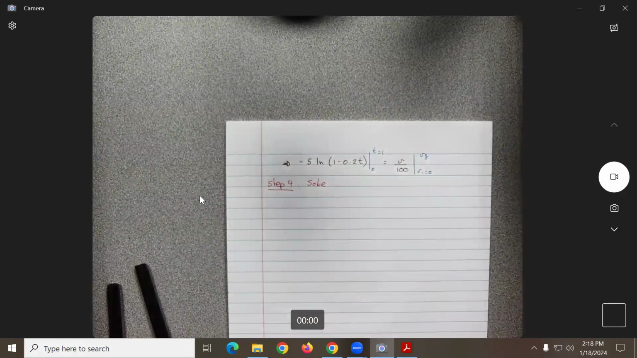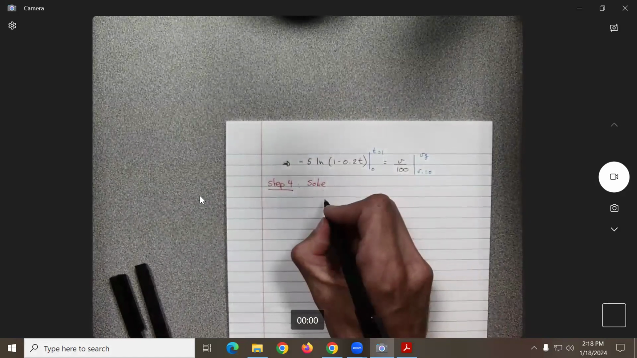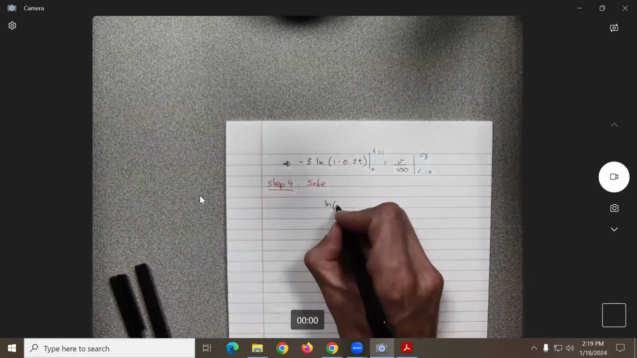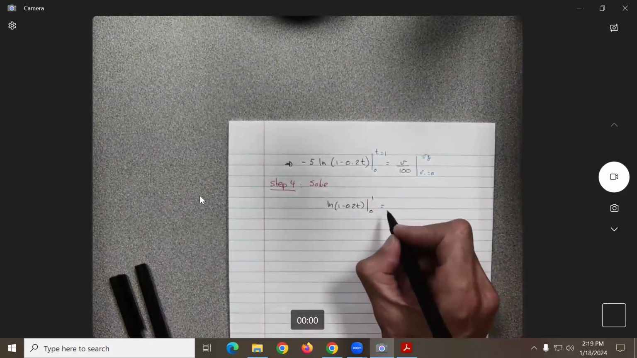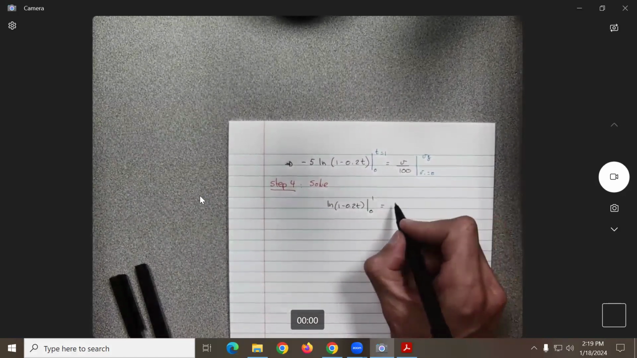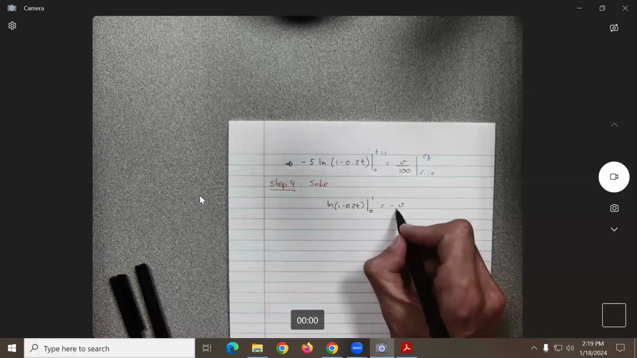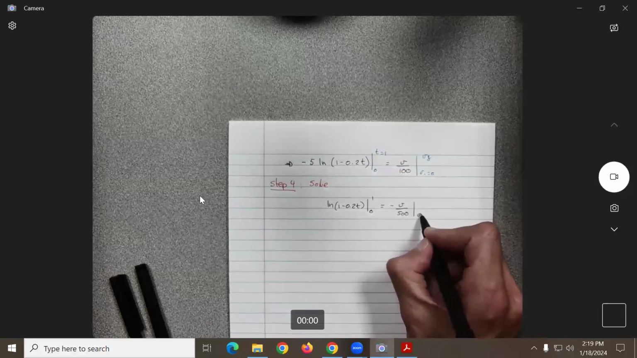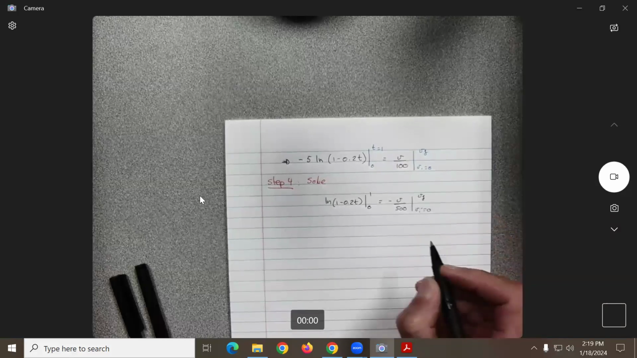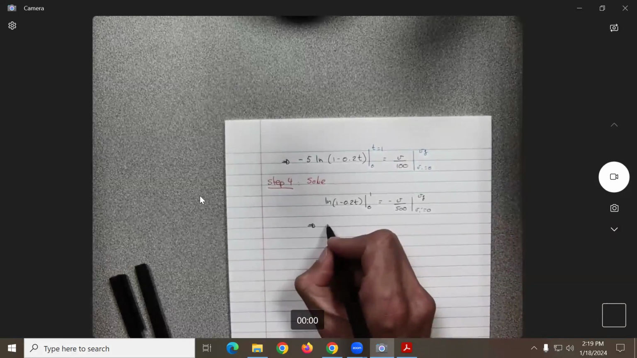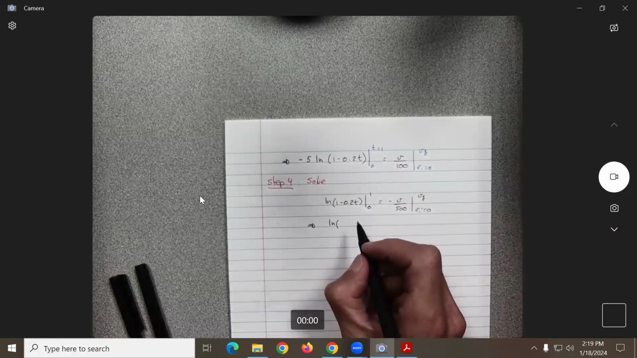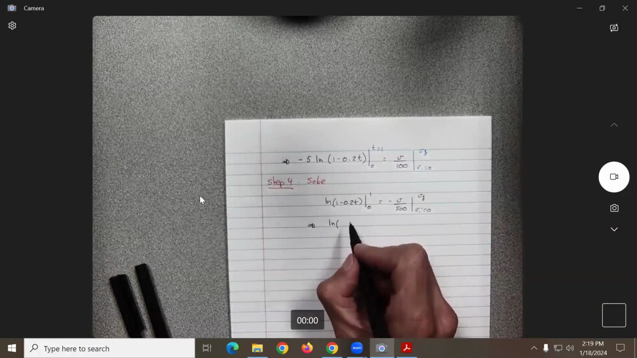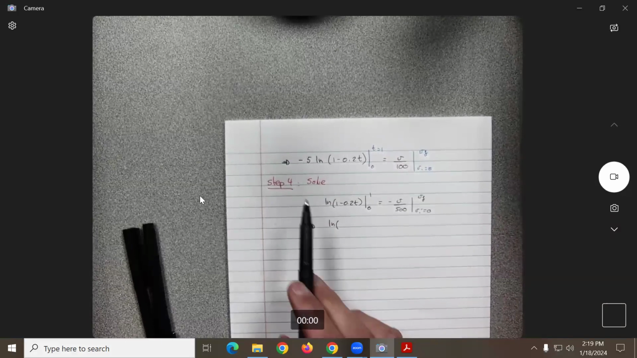Which is solve. Again, I don't have a calculator, but since this is one of the logs, the way I will solve this is I will say log of 1 minus 0.2 t from 0 to 1 will be equal to minus v over 500, from v initial 0 to v final. So this will give you log of... what? Where did the minus v over 500 go? I'm moving it from this side to the other side.